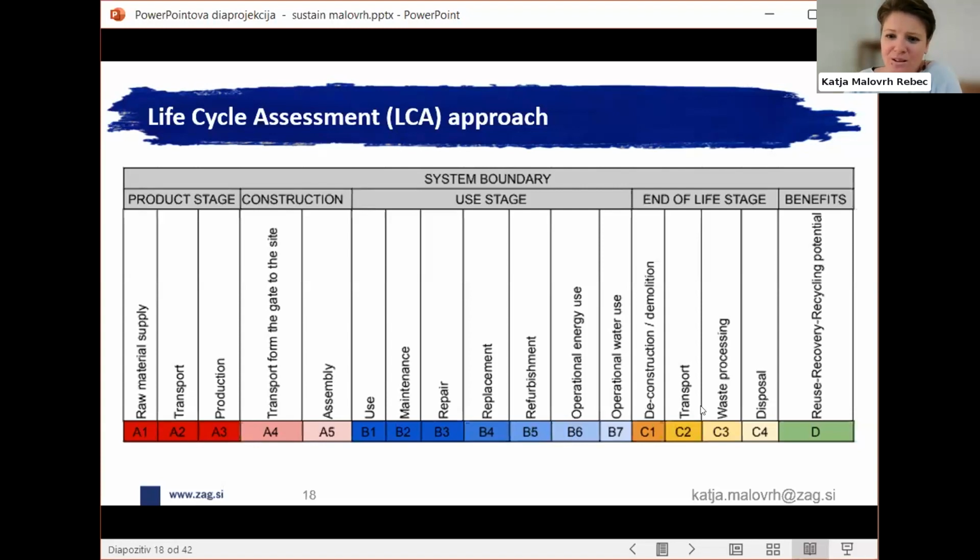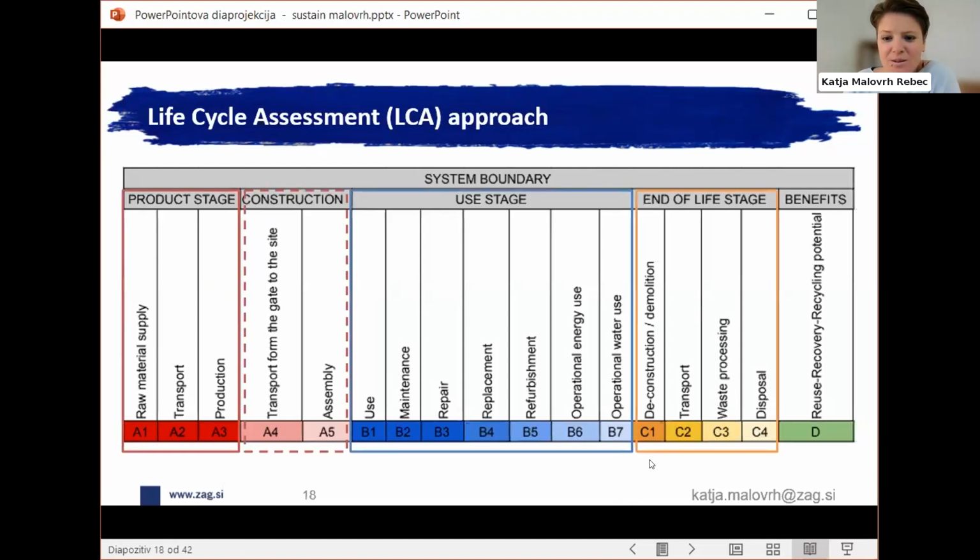And then the end of life stage, C module, where we are trying to account for all the deconstruction, demolition footprints, transport, waste processing, and disposal. And then we are also capable of reporting in the LCA a D module, which is reuse, recovery, recycling potential. So kind of benefits beyond the boundary of the system we are working on. So these are maybe the main phases to remember.